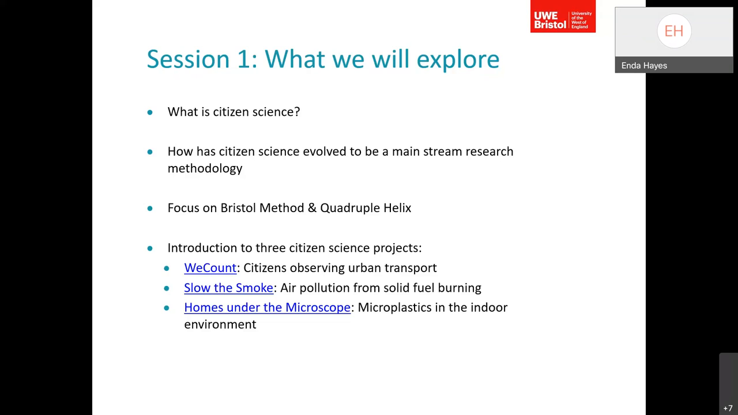Now, there's a number of different citizen science methods, but what I'd like to focus on is a process called the Bristol method. It's one that we have adapted and used quite a lot. And it's also one of the more prominent methodologies that's currently being used in the UK and Europe. And it was created in Bristol, where the University of the West of England is based. I'll also mention this idea of the quadruple helix, which is about bringing different people and different actors together as part of a project.